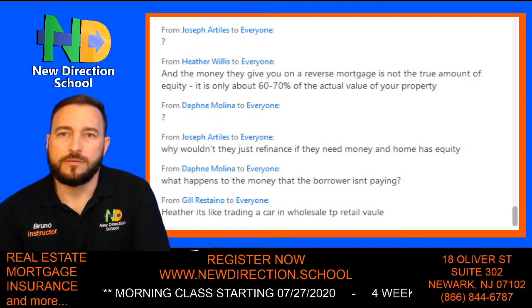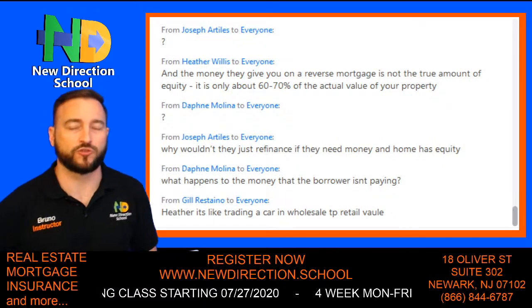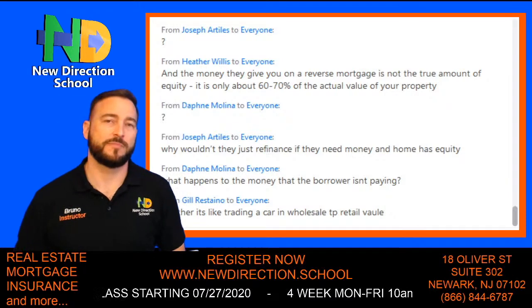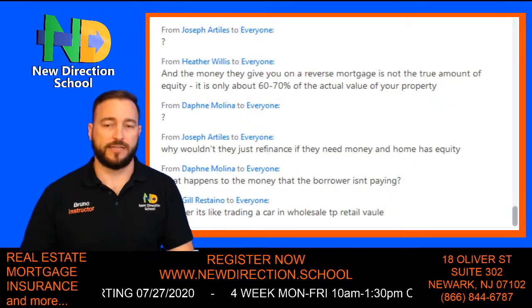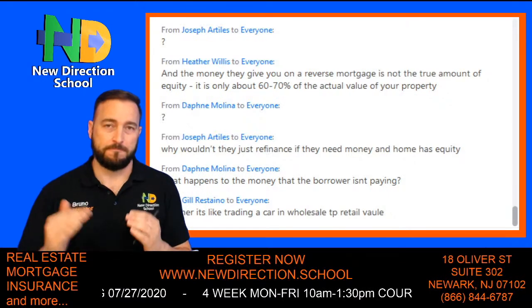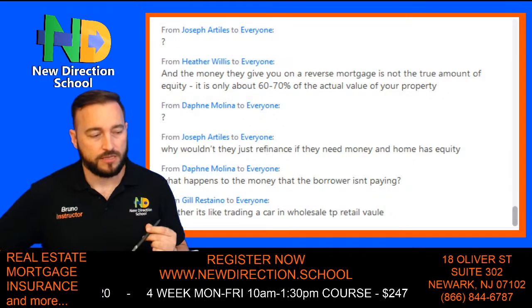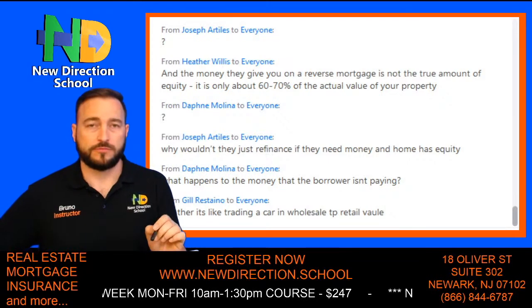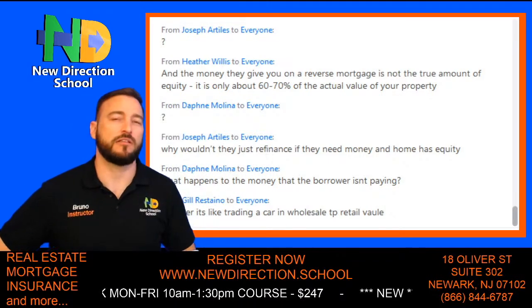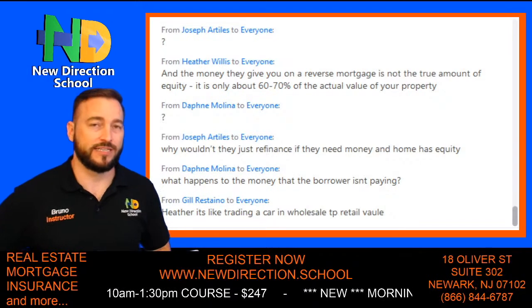So Heather says, and the money they give you on the reverse mortgage is not the true amount of the equity. It's only about 60 to 70% of the actual value of your property. Not only that, it's minus the balance of the loan. Don't forget that. So here's the thing, guys. The younger you are, the harder it is to get. You have to have a lot of equity. The older you are, the lesser amount of equity necessary.